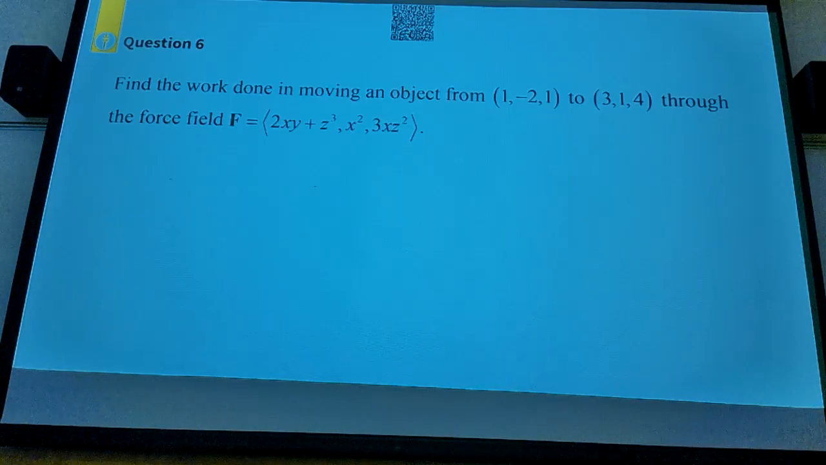So notice here they didn't tell us how we're getting from point A to point B, right? They didn't specify an actual path. Let's check to see if this force field is conservative. Because if it is, then the path doesn't matter, right? It's path independent.